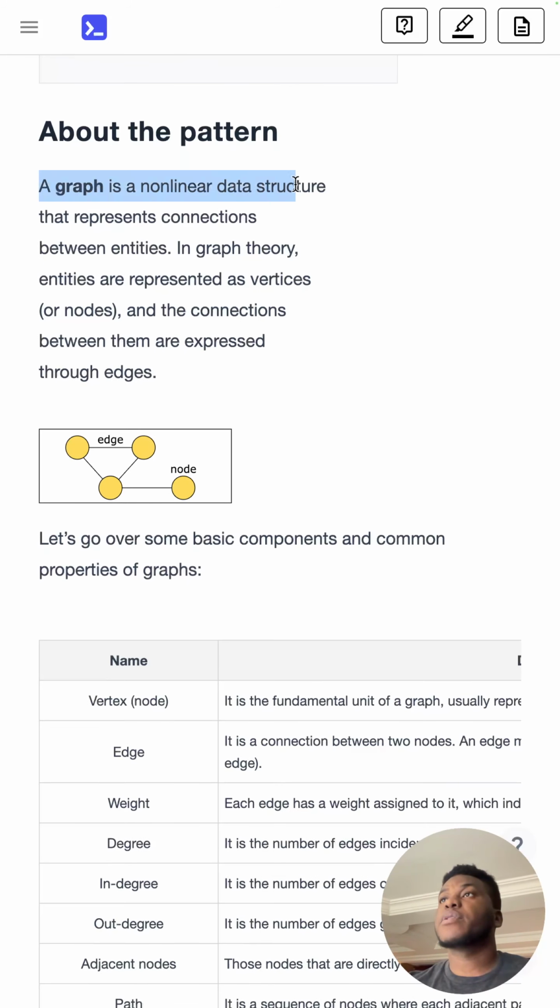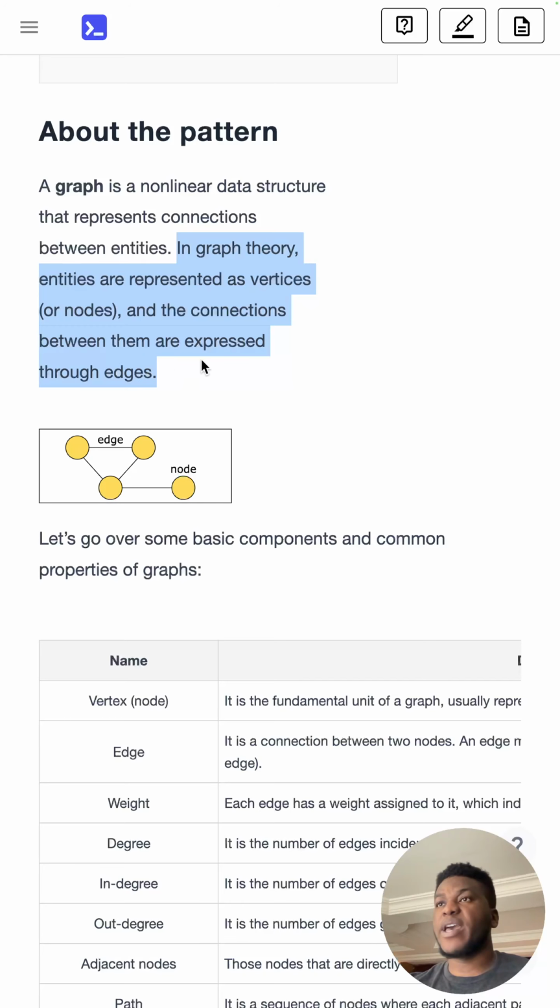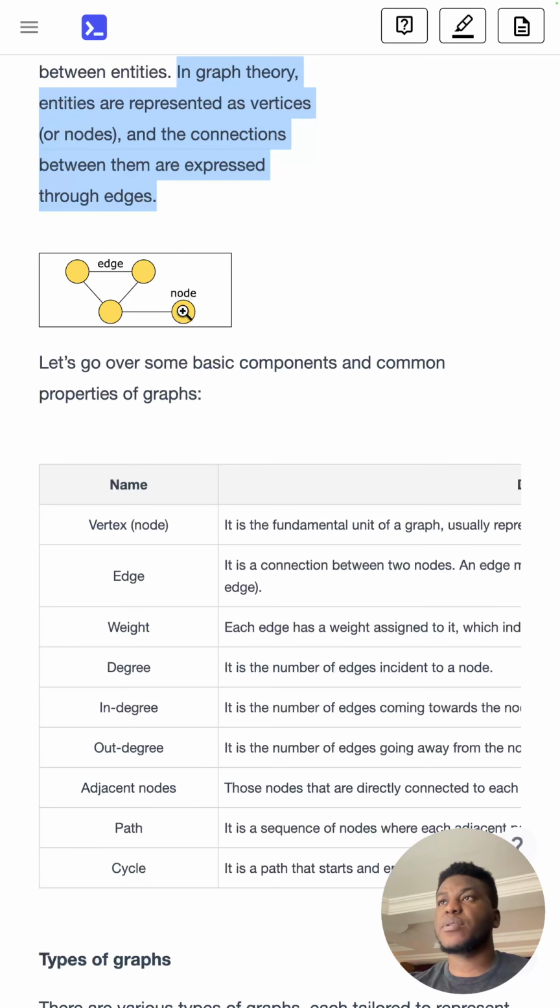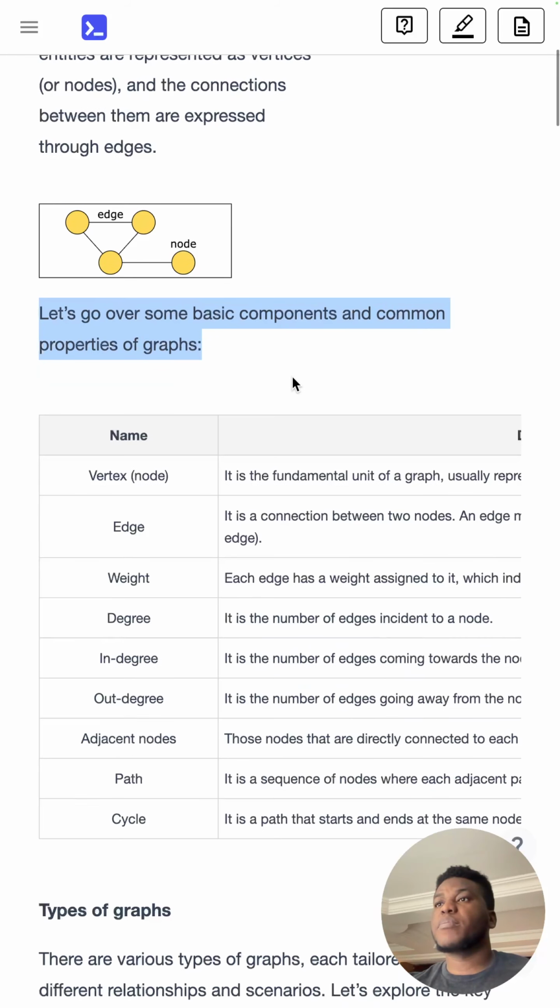Now, a graph is a nonlinear data structure that represents connections between entities. In graph theory, entities are represented as vertices or nodes, and the connections between them are expressed through edges, like you can see here. So this is a node, the yellow is a node, the lines are edges. And we're going to go through some basic components of a graph.